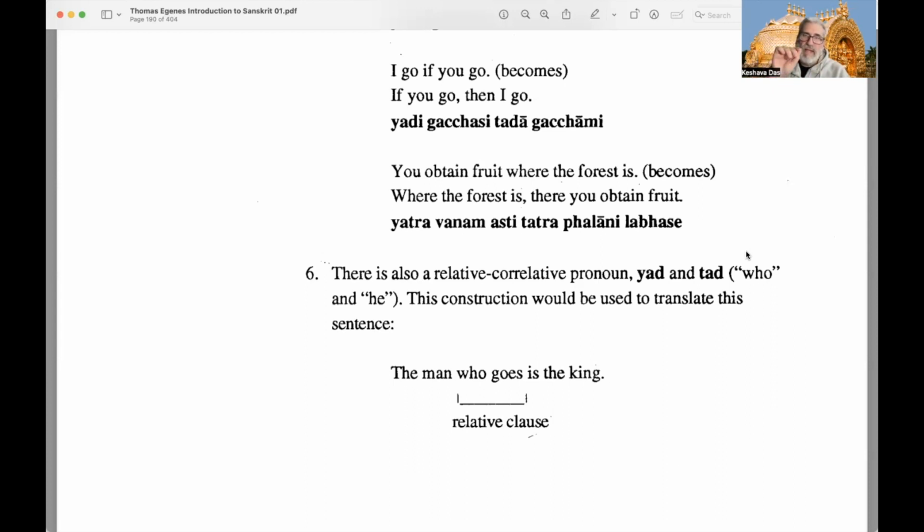That's the correlative clause at the end. The relative clause is yatra vanam asti. Asti is another verb like bhavati, to be, right? Asti is the primary endings, the parasmaipada endings, not the atmanepada endings. And it's asti, third person singular, present tense, right? He is. In this case, vanam is a neuter noun, so it's in the nominative case. So vanam, the forest is, right? So yatra means where. So where the forest is, tatra, there, the fruit is obtained, right? Okay.